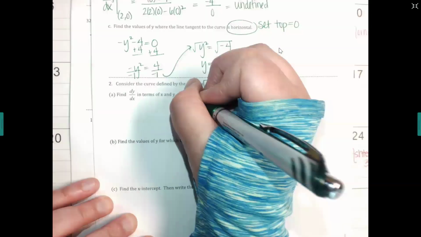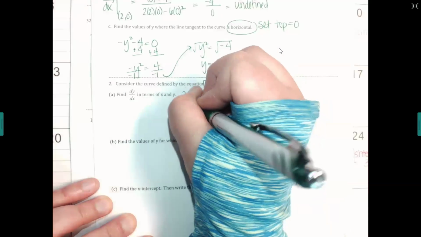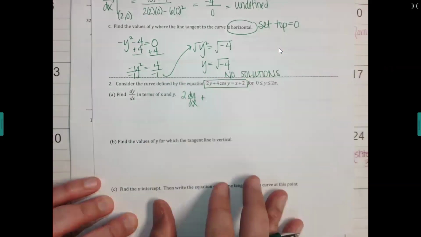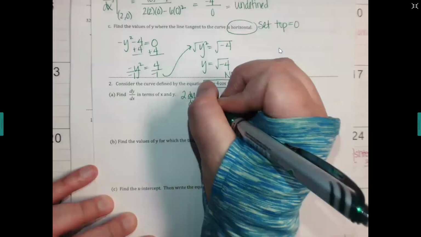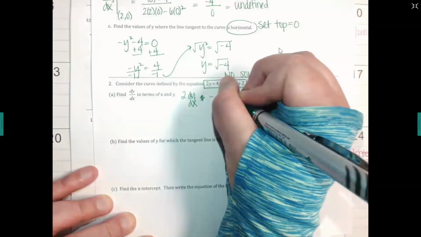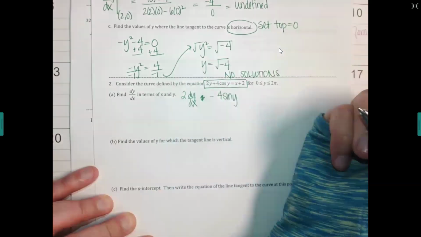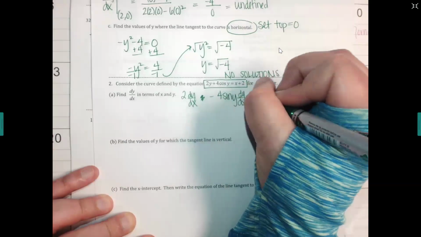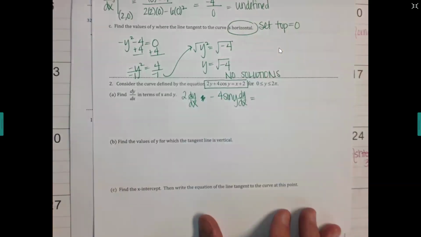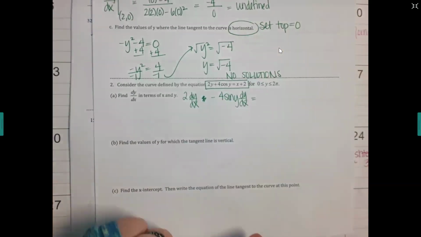2 dy dx. What's the derivative of positive cosine? Negative 4 sine. That's it? Dy dx. Okay, and then the derivative of x plus 2 would give me just... okay, remember that for your plus 2, that would just go to 0.